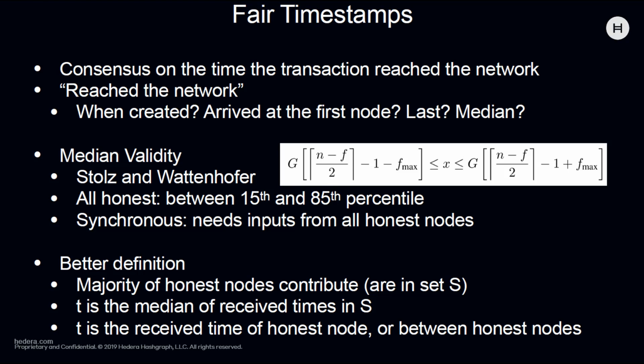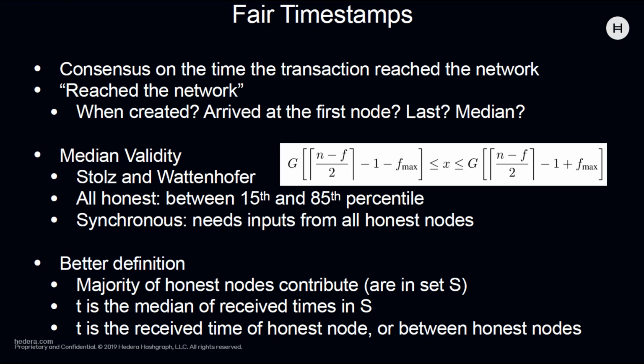Furthermore, I want a further guarantee that T is the time that an honest node received it, or it's between the times of two honest nodes. So a dishonest person might say, I received it 1,000,000 years in the future. We want to make sure that our consensus doesn't end up being 1,000,000 years in the future. Or they might say, I received it 1,000,000 years in the past. We want to make sure our consensus doesn't do that. We want to make sure that our consensus comes from an honest person or is between two honest people. So let's define fairness to be this. Basically the median, the middle one. It's when you reach half the world. This is a good definition of what we mean for fairness of timestamps.